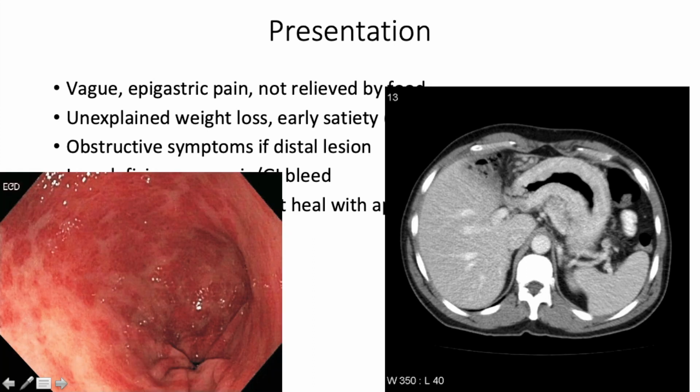Again, this is an endoscopic picture of linitis plastica, and then a CT picture of linitis plastica. As you see, the entirety of the stomach wall is thickened diffusely throughout the whole stomach, not just at one spot like an intestinal type tumor.